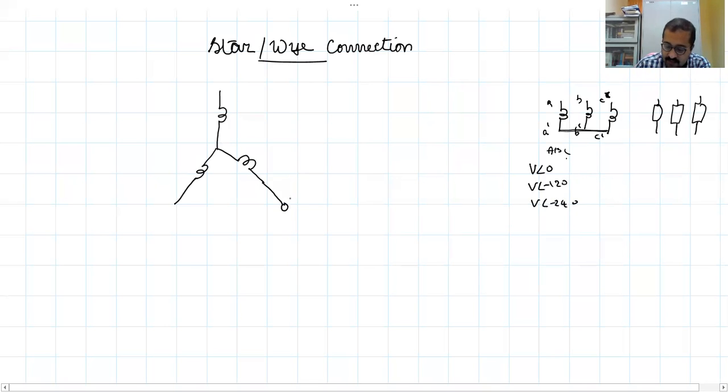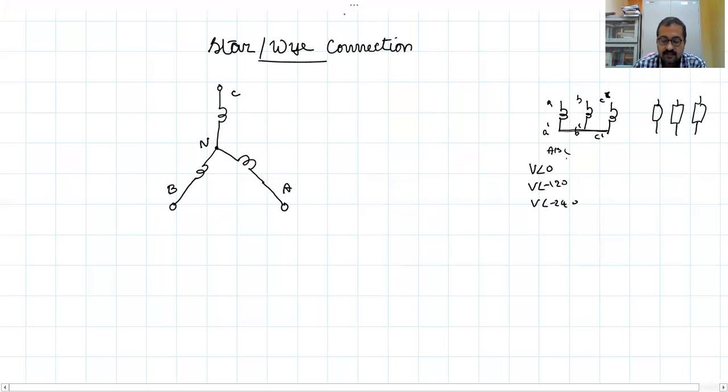Let me mark this as A, this is B, and this is C. This common point at which all three phases or all three coils meet is called the neutral point N.